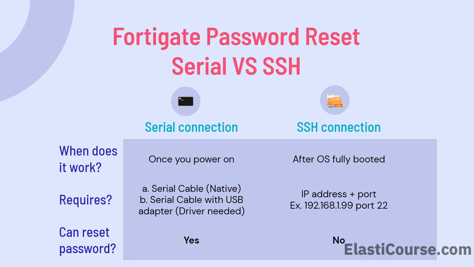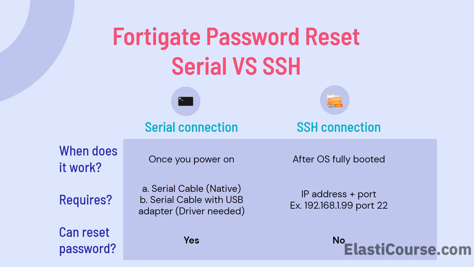Also, the serial connection is the only solution you can use to reset your password, versus SSH, which only works after the operating system has been fully booted. So first you have to go through the boot process, load your FortiOS operating system, assuming your FortiOS operating system is still working, and finally the SSH daemon will be loaded, and then you will use your firewall IP address and the port that you assign to your SSH connection. By default it's port 22, and then you will connect like that, but this will not allow you to change your password. That's why we will demonstrate serial connection, to see how we can reset a forgotten FortiGate password.